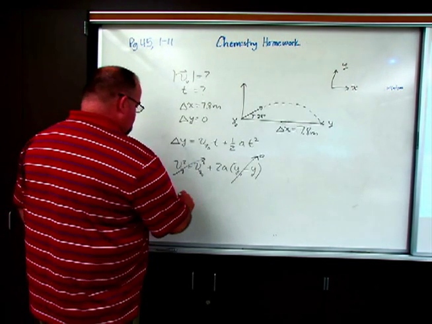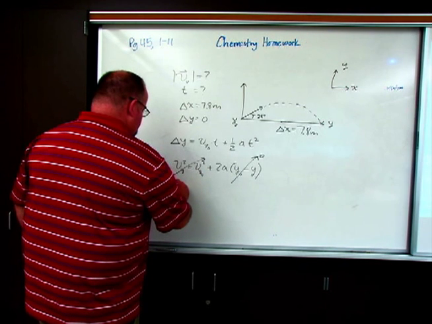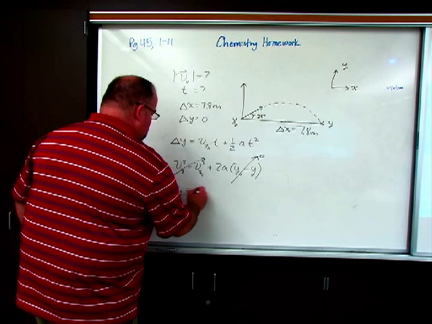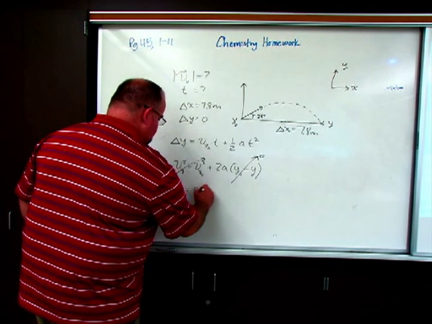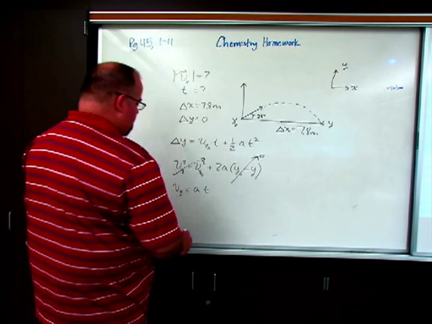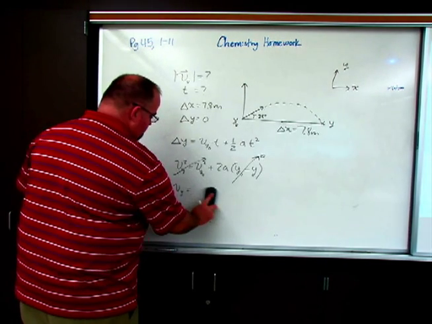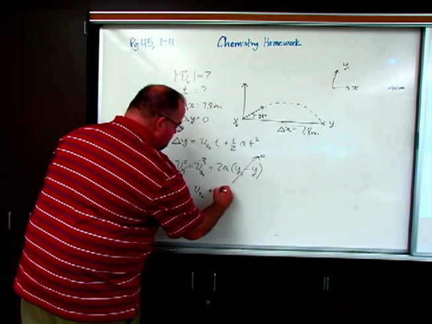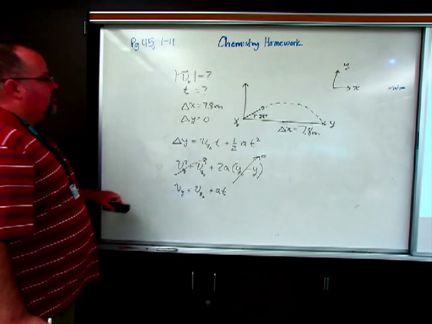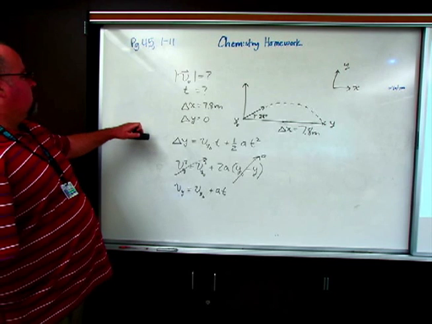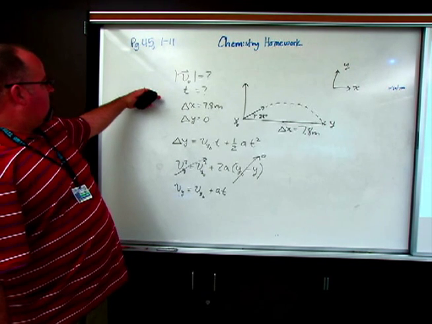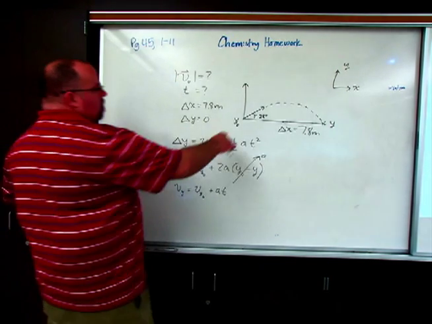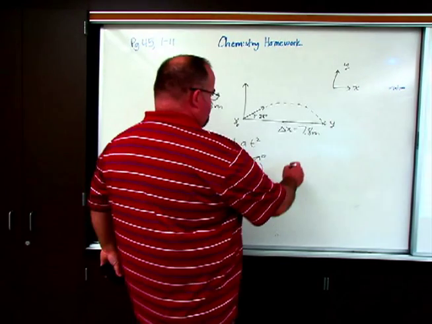Then the last one is velocity in the y direction equals the initial velocity in the y direction plus acceleration times time. So basically we're going to need to talk about the x direction, so we need to also write those down.